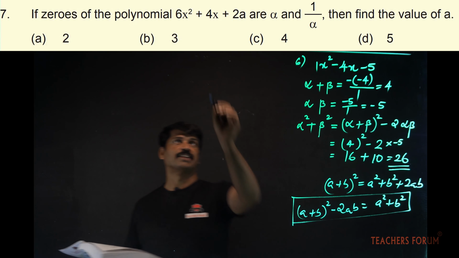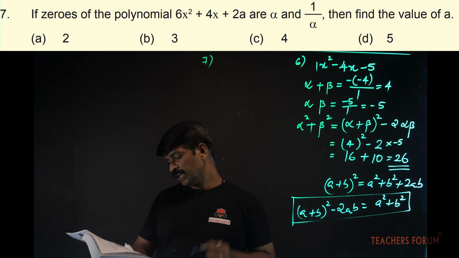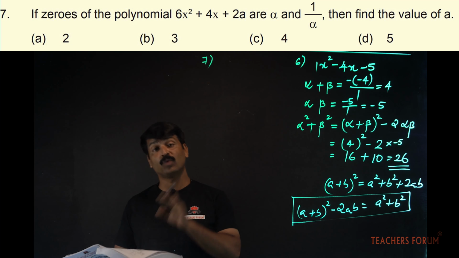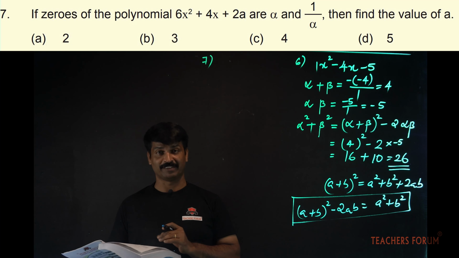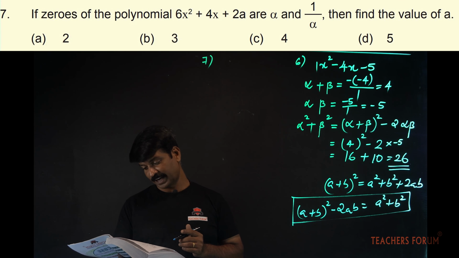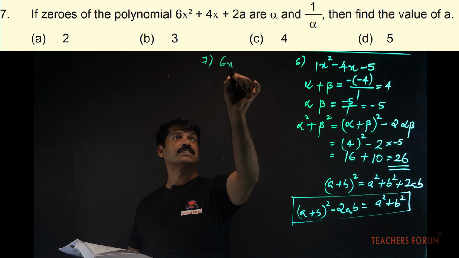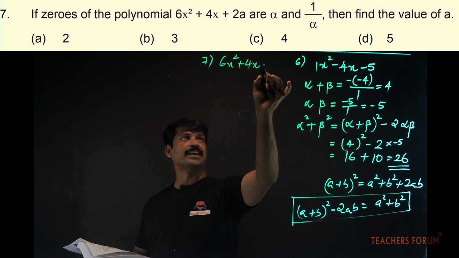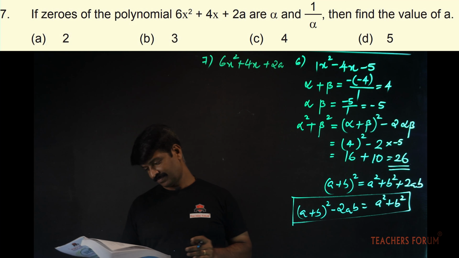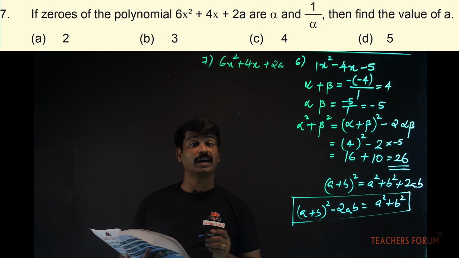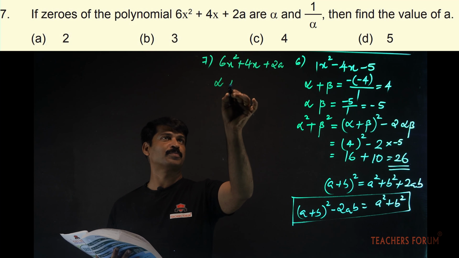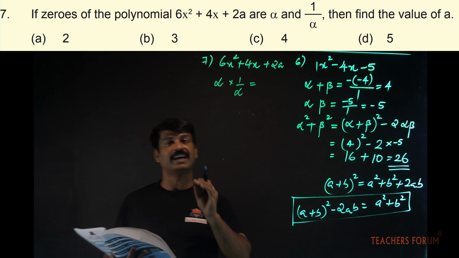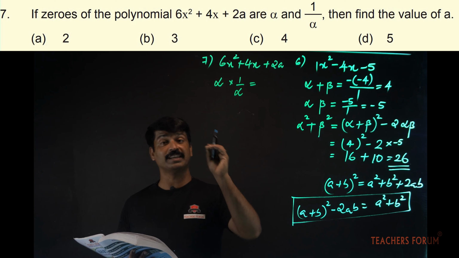Now let us solve the 7th one. If zeros of the polynomial 6x square plus 4x plus 2a are alpha and 1 by alpha, find the value of a. We have seen this type of problems just before. So the given polynomial is 6x square plus 4x plus 2a. It is given that zeros are alpha and 1 by alpha. So in this type of problems, what you have to do? You should find the product of zeros. Zeros are alpha and 1 by alpha. So the product of zeros is alpha into 1 by alpha.